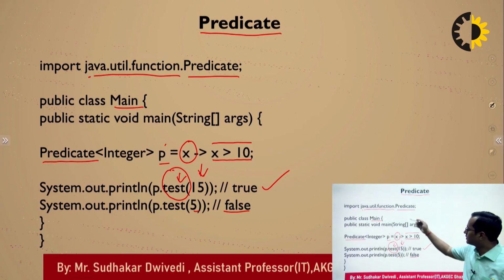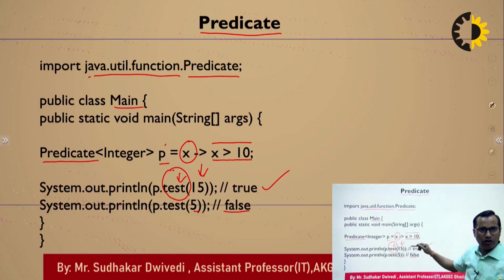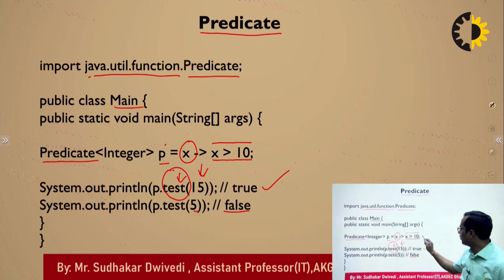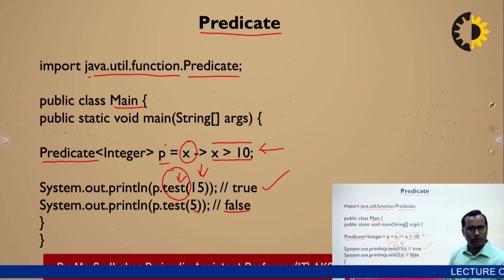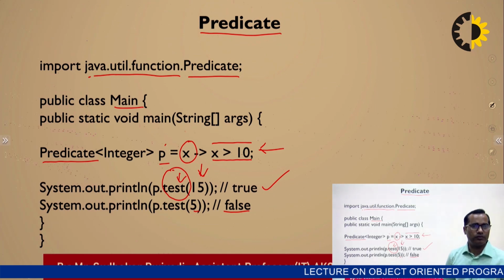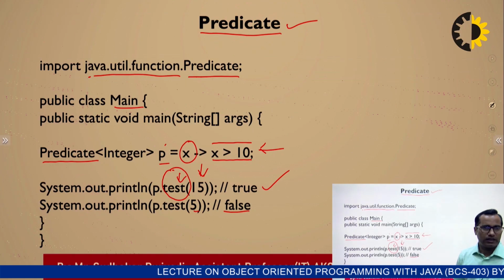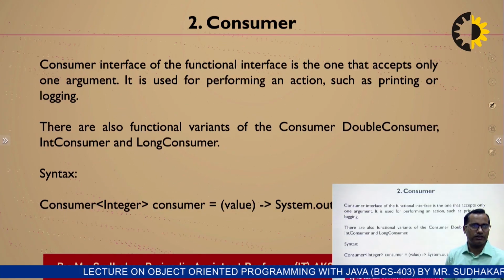So Predicate functions are just comparing the values or filtering the values based on the provided conditions. So for this purpose, where we need to filter the values based on some conditions, we can use the Predicate type of functional interfaces.